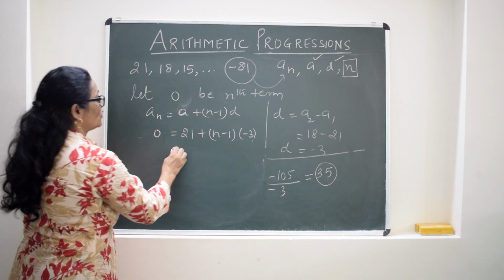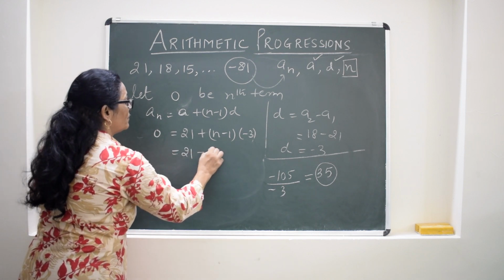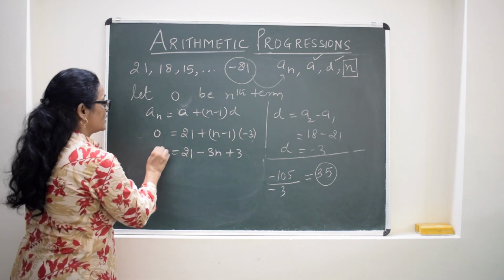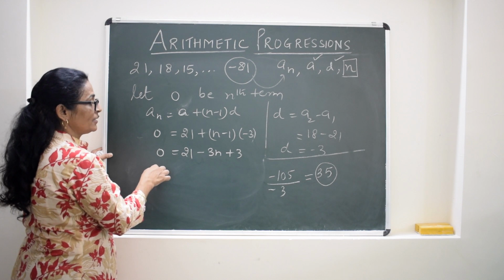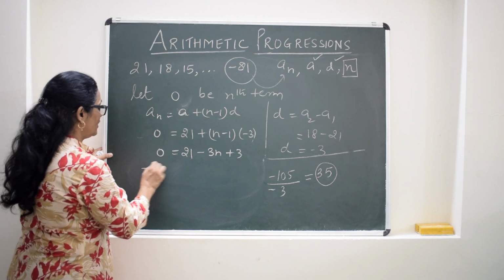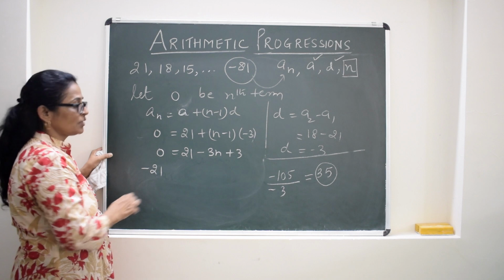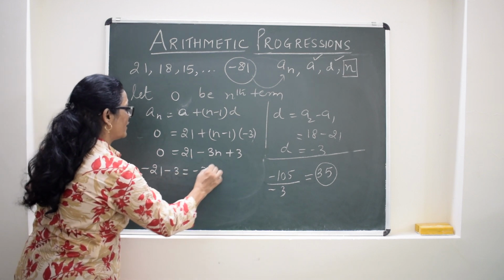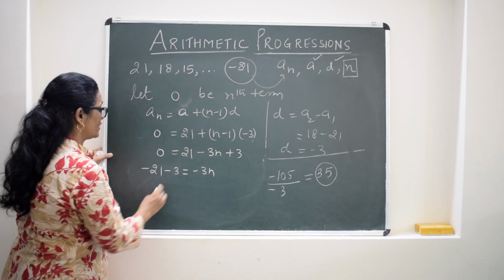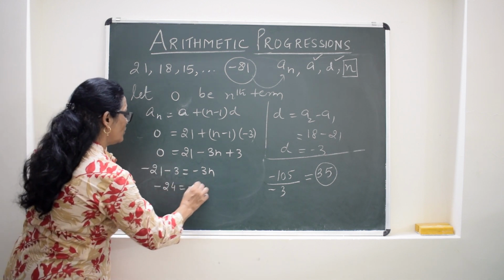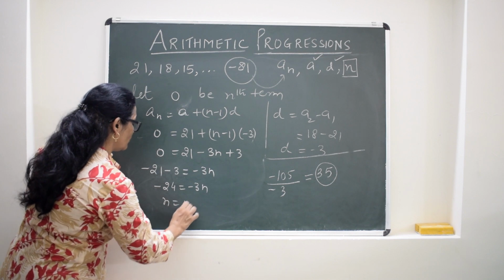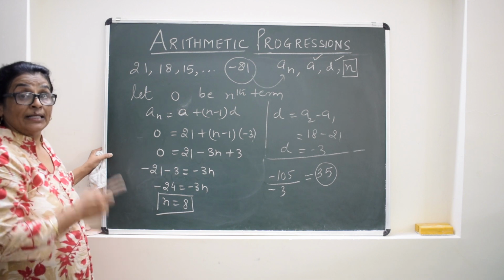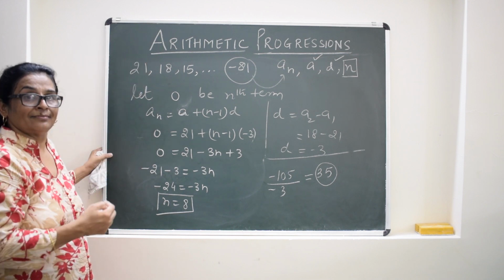Now if we will further solve it, it is 21 minus 3n plus 3. Now this is 0. This 21 will bring this side. So that will be minus 21 and this will be minus 3 is equal to minus 3n. Minus 21 minus 3 will be minus 24 is equal to minus 3n. So what we have observed here, n is equal to 8 because 24 upon 3 will be 8. It means 8th term will be 0.